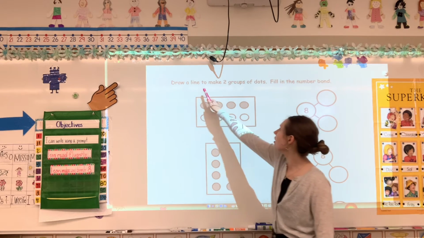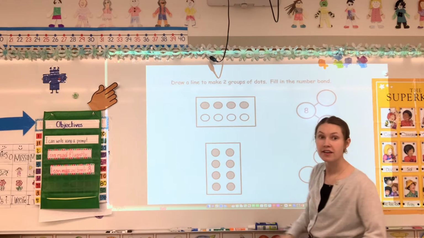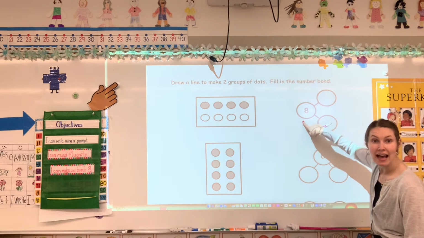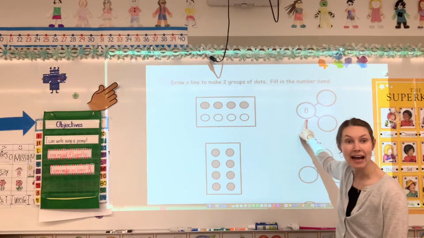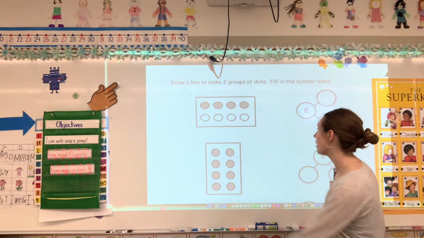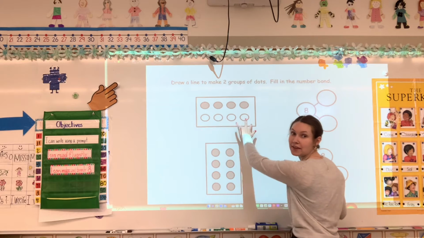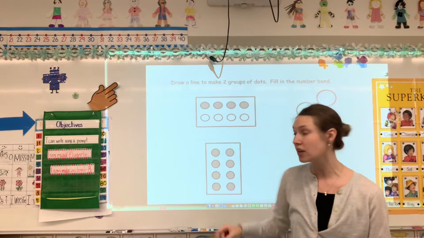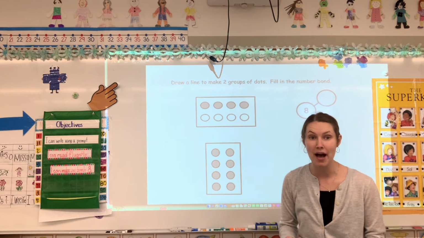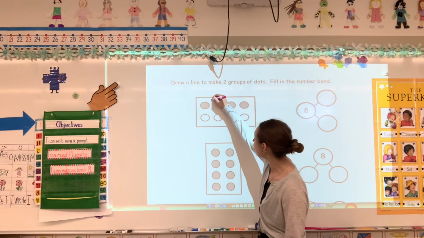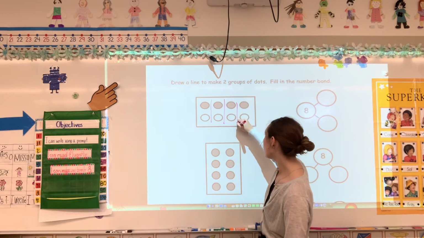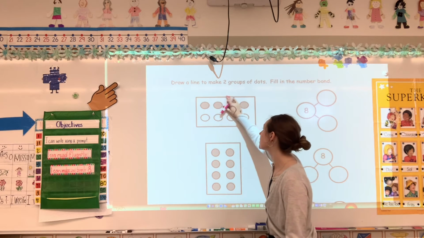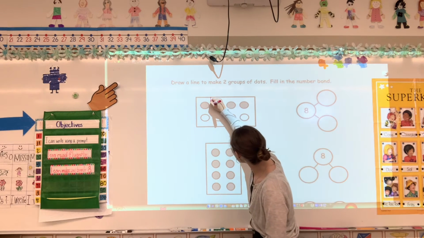This says, draw a line to make 2 groups of dots. Fill in the number bond. So right now, I see that my number bond has something in the total circle, and it has the number 8, because 8 is our total. That is how many dots we have all together. Now this is already showing us 4 and 4, but it wants me to draw a line somewhere here to split my group up. So I can draw a line here, or I can draw one here, or I can draw one here. I can draw one anywhere to split my group. I'm going to draw one right here.